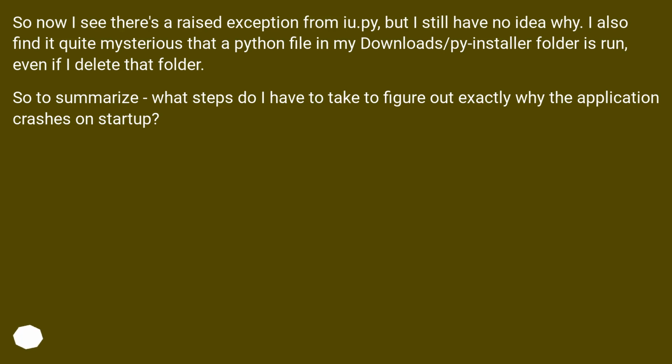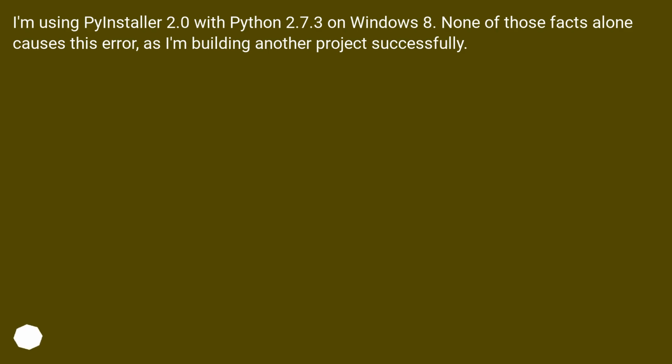So now I see there's a raised exception from u.py, but I still have no idea why. I also find it quite mysterious that a Python file in my download/PyInstaller folder is run, even if I delete that folder. So to summarize, what steps do I have to take to figure out exactly why the application crashes on startup? I'm using PyInstaller 2.0 with Python 2.7.3 on Windows 8. None of those facts alone causes this error, as I'm building another project successfully.